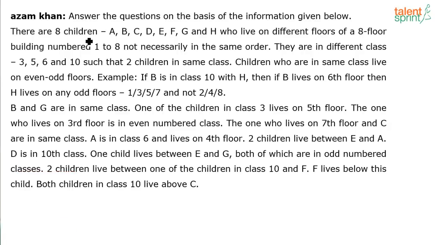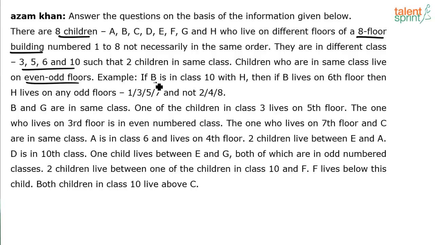If you see, there are 8 children A to H who live on an 8-floor building numbered 1 to 8. They are in different classes 3, 5, 6 and 10, right? Such that 2 children are in the same class. So 3rd class will have 2 children, 5th class will have 2, 6th and 10th will also have 2 children each. Now children who are in the same class live on even odd floors. So it is very clearly mentioned B is in class 10 with H.